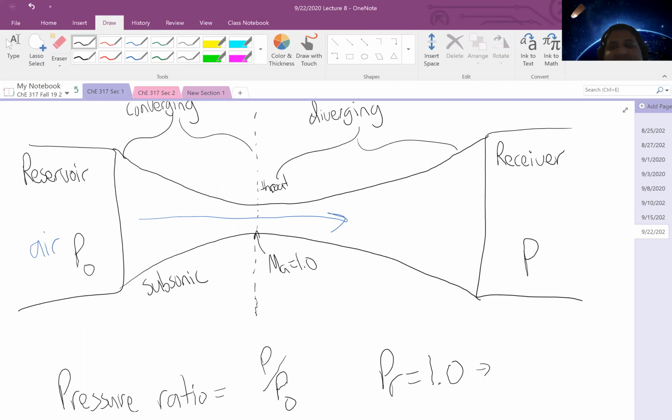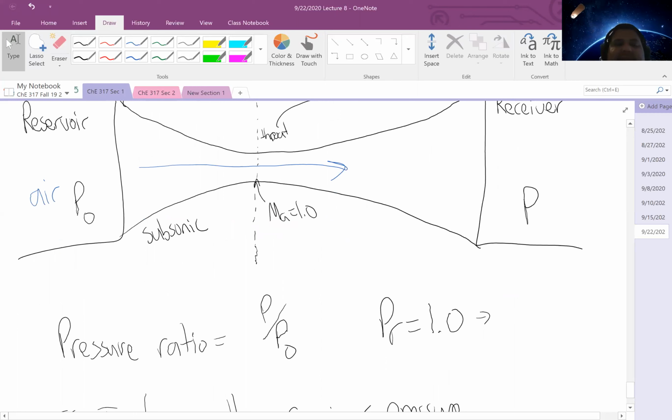However, if I continue to decrease my receiver pressure, I can further set my system up such that my flow can continue to be sonic even throughout my diverging section.